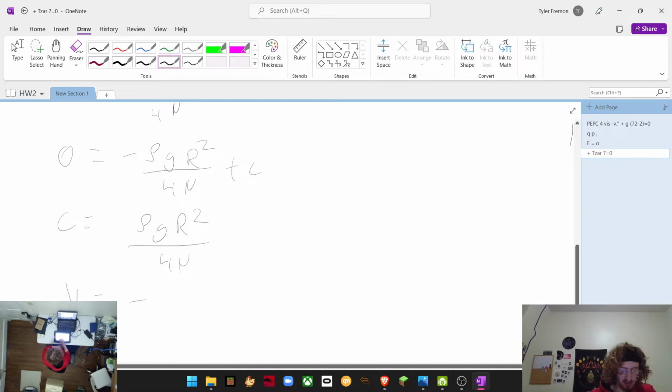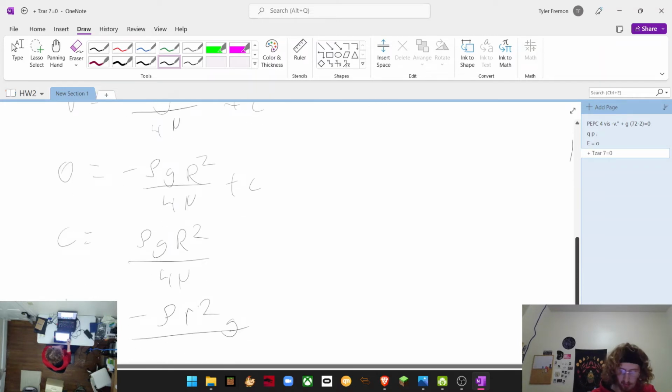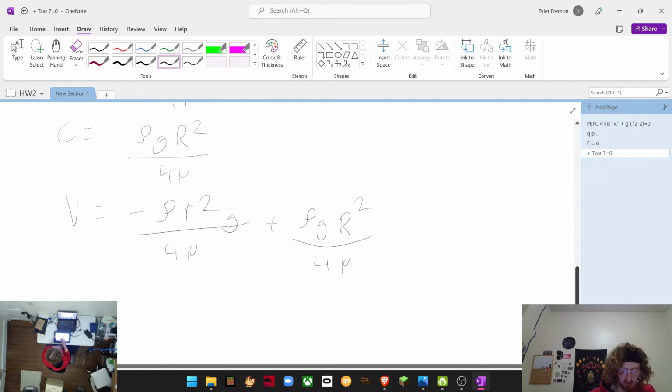So we have v equals negative rho r squared g over 4 mu plus rho g big R squared over 4 mu. And we can factor out this rho g over 4 mu. So we'll be left with v equals rho g over 4 mu, and then our big R squared minus our little r squared.